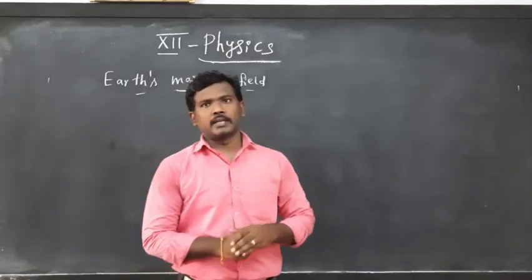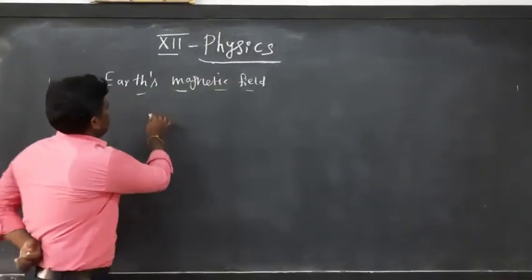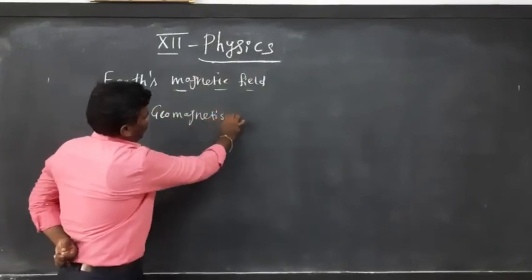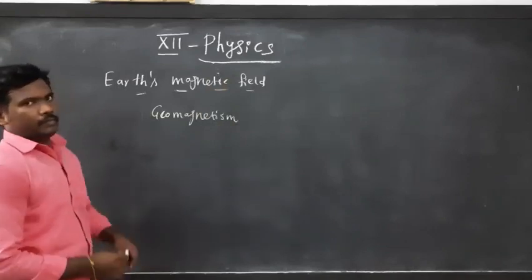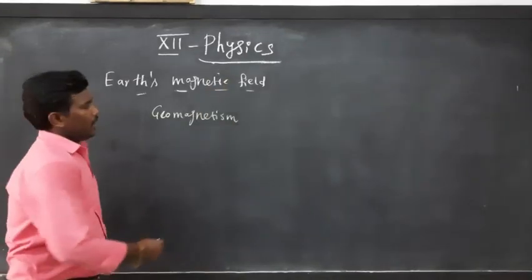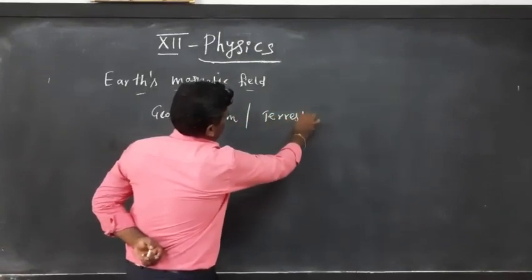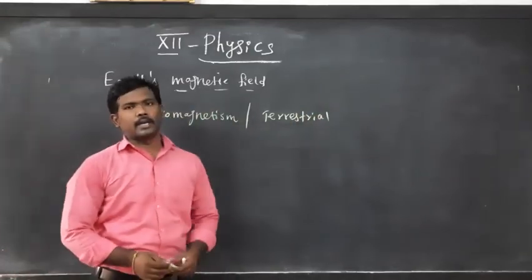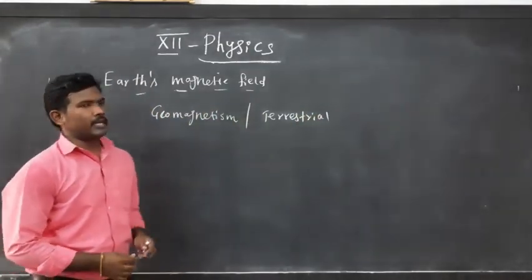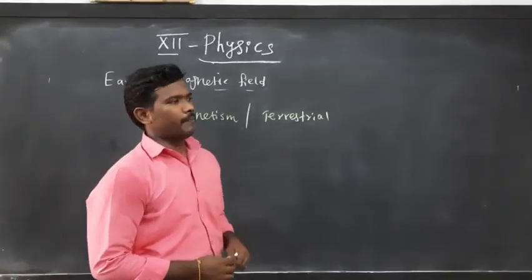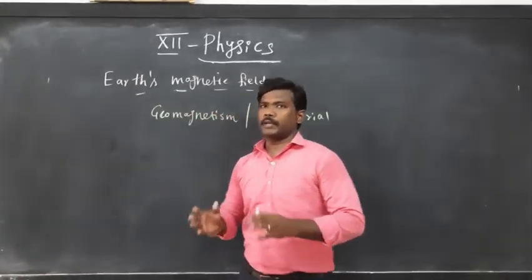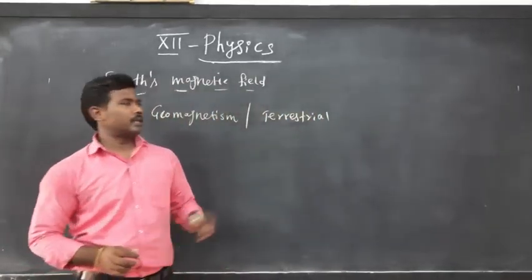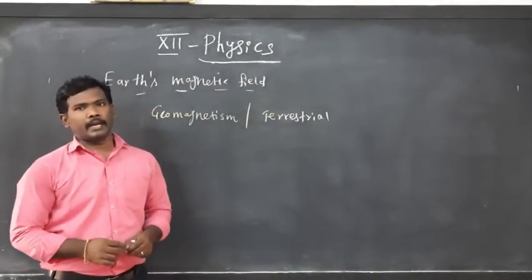The first two mark question in this lesson: geomagnetism, or otherwise called terrestrial magnetism. What is meant by that? Terrestrial magnetism is one of the branches of physics. It deals with the earth's magnetic field.